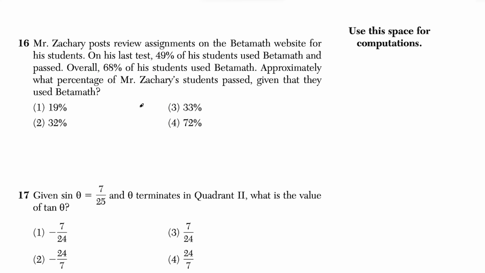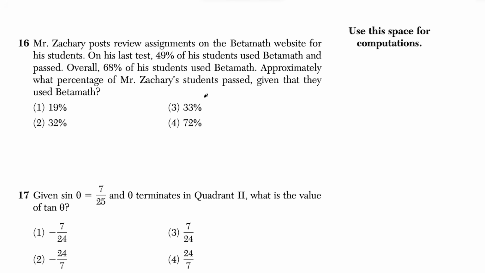Question 16, Mr. Zachary posts review assignments on the Betamath website for his students. On his last test, 49% of his students used Betamath and passed. Overall, 68% of his students used Betamath. Approximately what percentage of Mr. Zachary's students passed, given that they used Betamath?